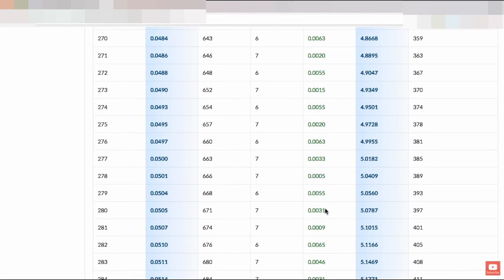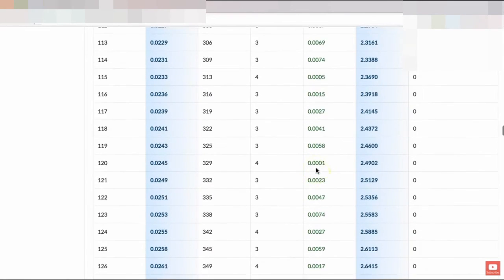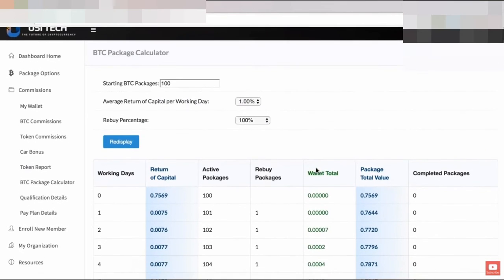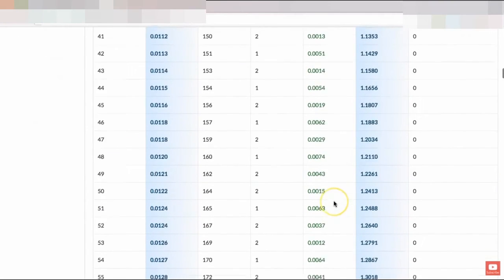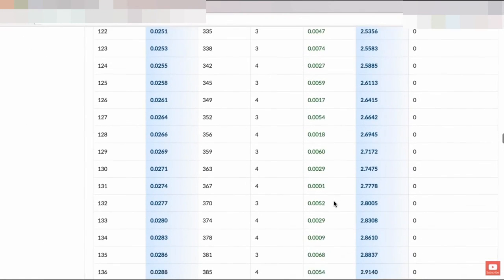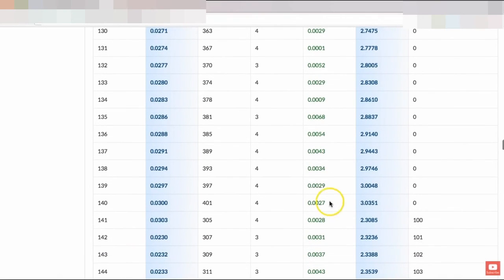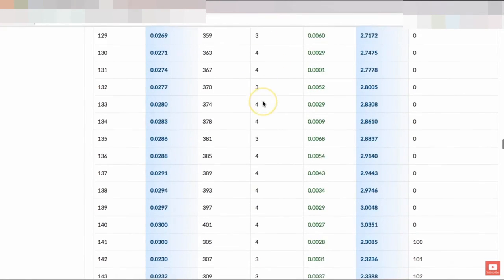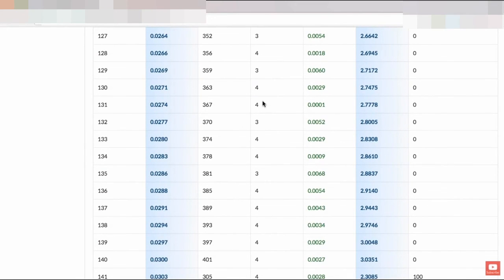So the power of compounding is obviously huge, because if you saw in the last example, we went from 0.75 Bitcoin to day 140 to just over 1 Bitcoin in our available balance that we could have withdrawn if we wanted to. But with the compounding effect, we now have 3 Bitcoin working for us. So all those packages that you've bought over time are now also trying to reach that 140% maturity to pay you out.